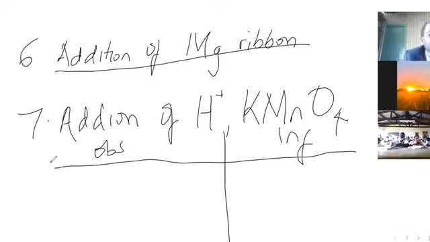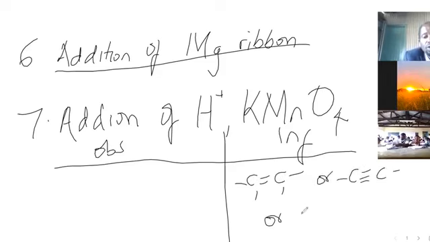Inference: carbon to carbon double bond or carbon to carbon triple bond or ROH present.